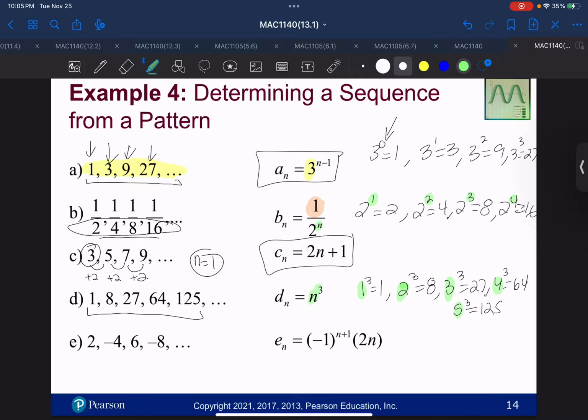Okay, and then the last one, the first thing I notice is that it's alternating signs from positive to negative. So whenever you see a sequence that's alternating signs, that is going to include the -1 to the n+1 power in the formula right away, because that's what changes the signs. If I plug 1 in there, that would be 1 + 1, which is 2, so that'll give me a positive answer. And if I put a 2 in there, 2 + 1 is 3, that'll give me a negative answer.